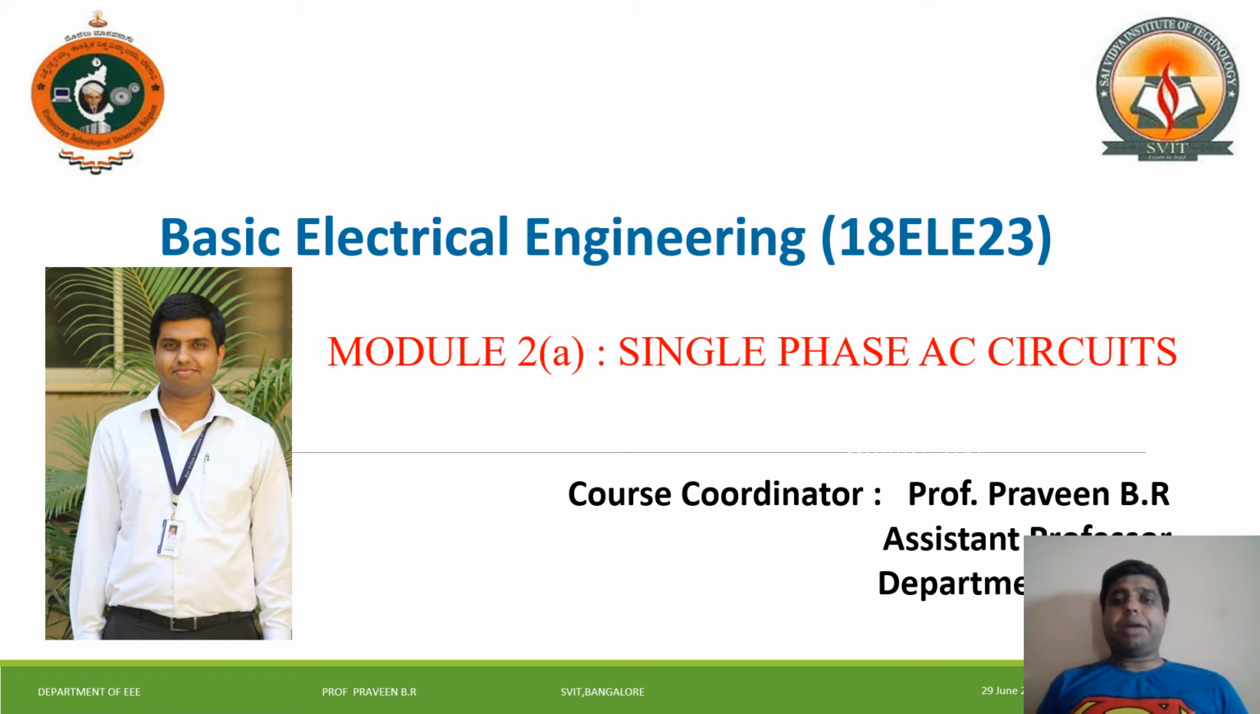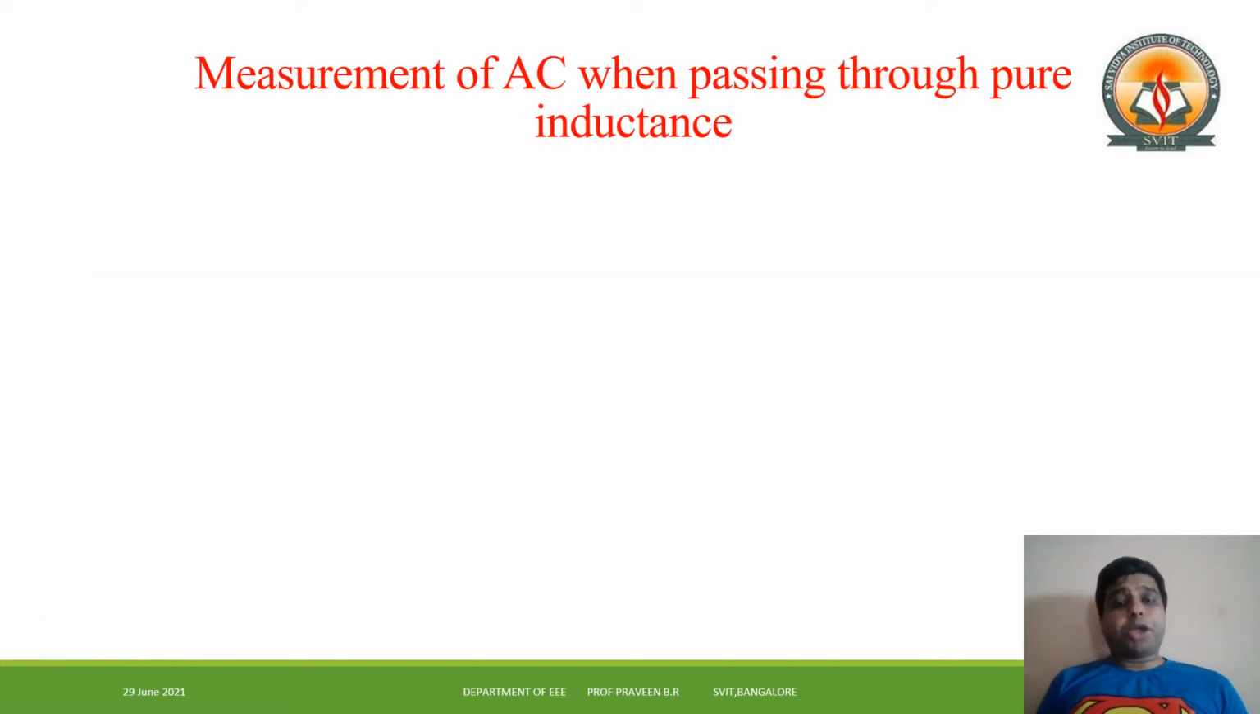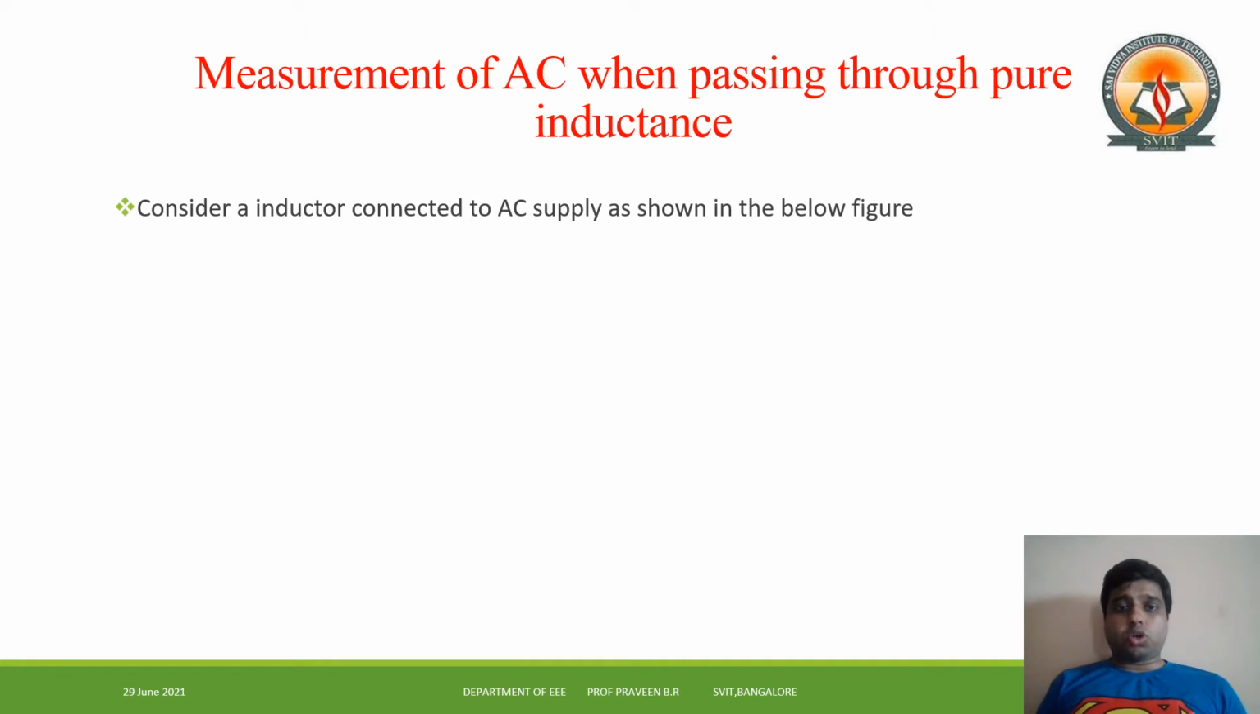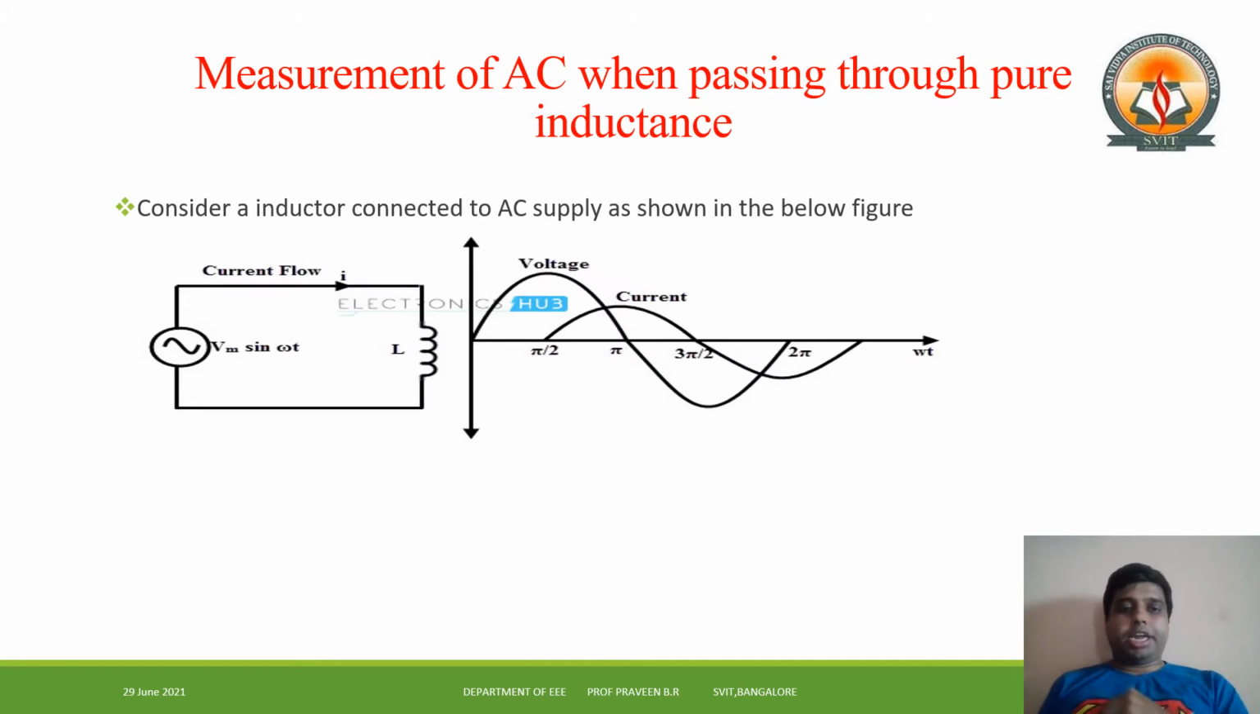So what do you mean by pure inductive circuit? Only if an inductor is connected to an AC supply, it is called a pure inductive circuit. So I consider the circuit in which an inductor L is connected to AC Vm sin omega t. Here we observe that voltage is given by V = Vm sin omega t.